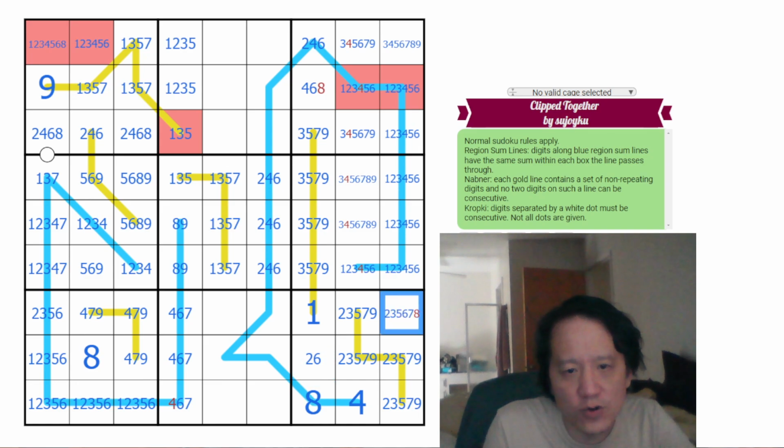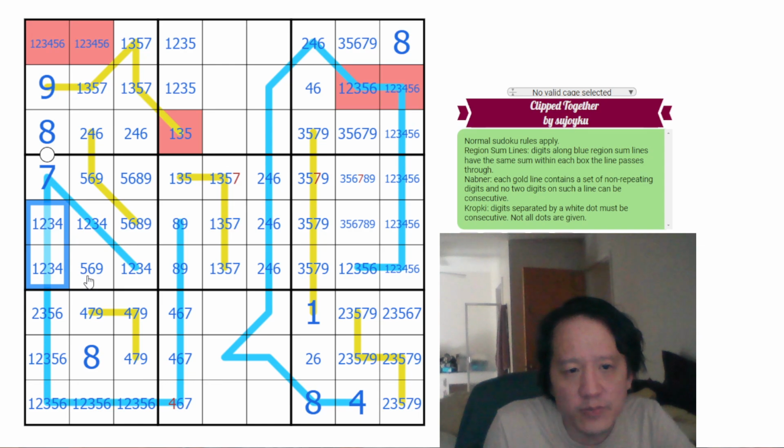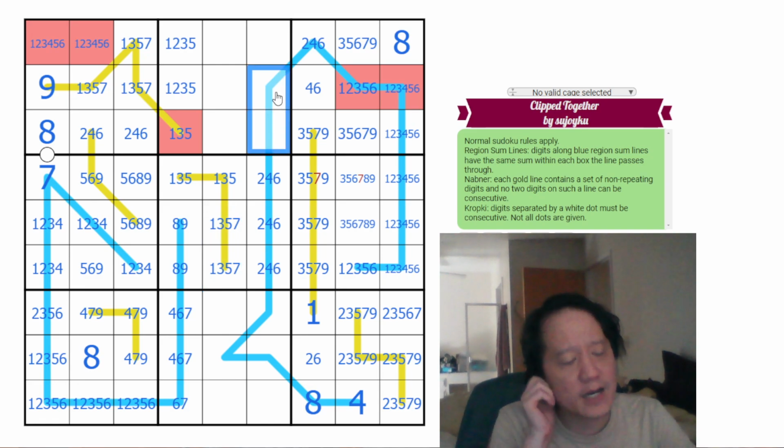So this can't be 4, this can't be 8. No 4, 8 can only be here. So this can't be 8, which means that's 8, so this is 7. So there's no 8 here, no 8 here. This can't be 7. This can't be 4. So this is 12. No 7. This is 7. This is 12, so it cannot be 4 and 8.